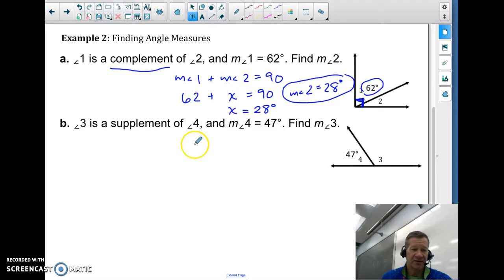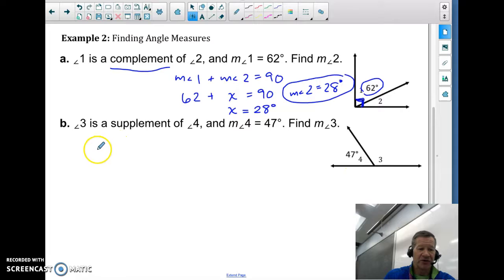In example B of example 2, angle 3 and angle 4 are supplements. You can see that I've got a straight angle going all the way across here, and angles 3 and 4 make up that straight angle. They're adjacent to one another, so they should add up to 180 here.